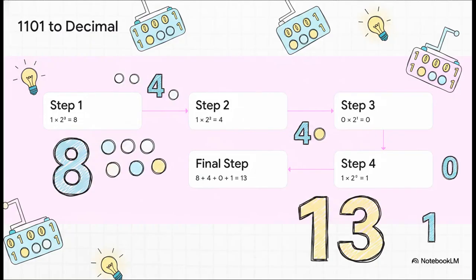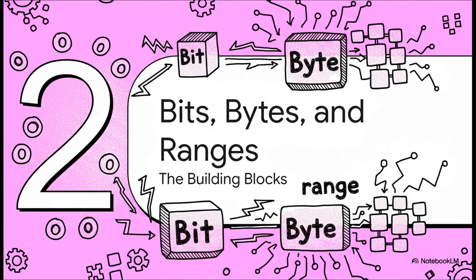All right, let's put it into practice. How would we read a binary number like 1101? It's actually super simple. You just add up the value for any position that has a 1 in it. So we've got a 1 in the eights place, a 1 in the fours place, a 0 in the twos place, so we ignore that, and a 1 in the ones place. Let's add them up. 8 plus 4 plus 1 gives us the decimal number 13. See? Simple as that.